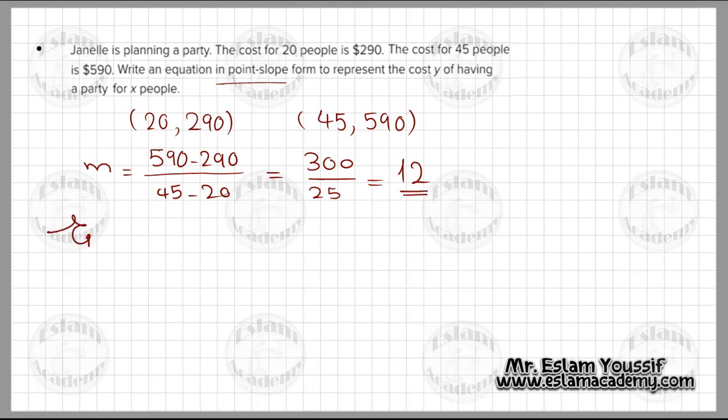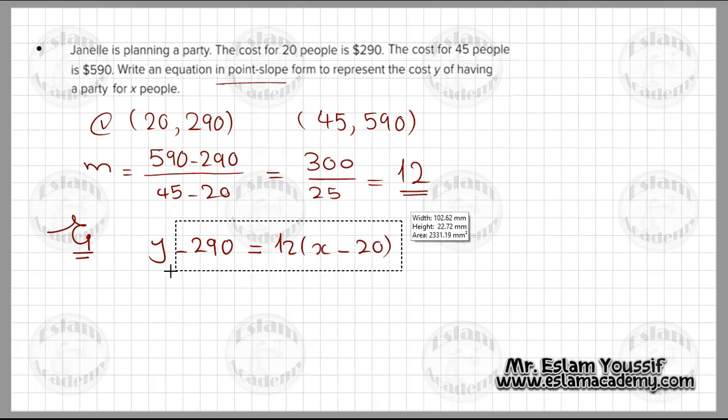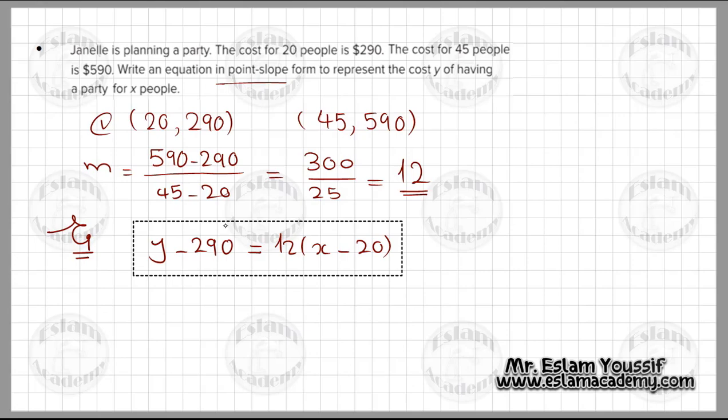Now we need to write the equation. To find the equation in point-slope form, we can choose one of the 2 points. Suppose that I choose the first point. So y minus y1, where y1 is 290, equals m, which is 12, multiplied by x minus x1, where x1 is 20. So the equation in point-slope form will be y minus 290 equals 12 multiplied by x minus 20. And that's how we can write the equation in point-slope form.